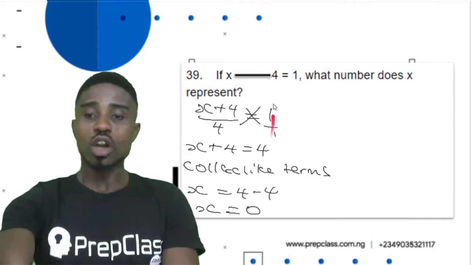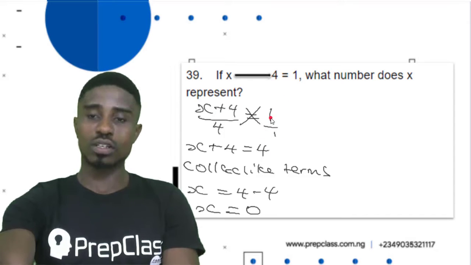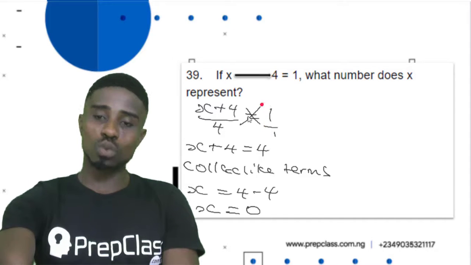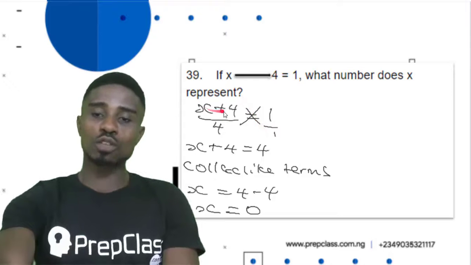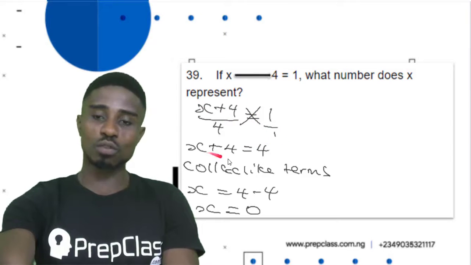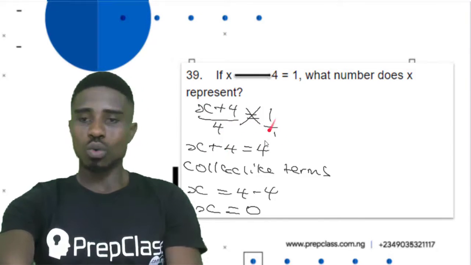It doesn't change it. 1 divided by 1 is still 1. So we're just making it look like a fraction, so it will be easy to solve. So what do we do next? We cross multiply. X plus 4 times 1 will give us x plus 4. 4 times 1 will give us 4.